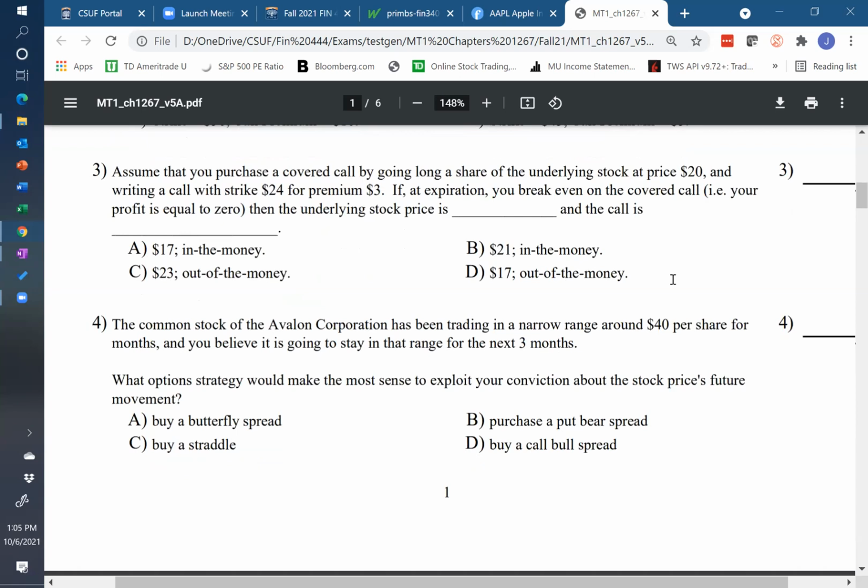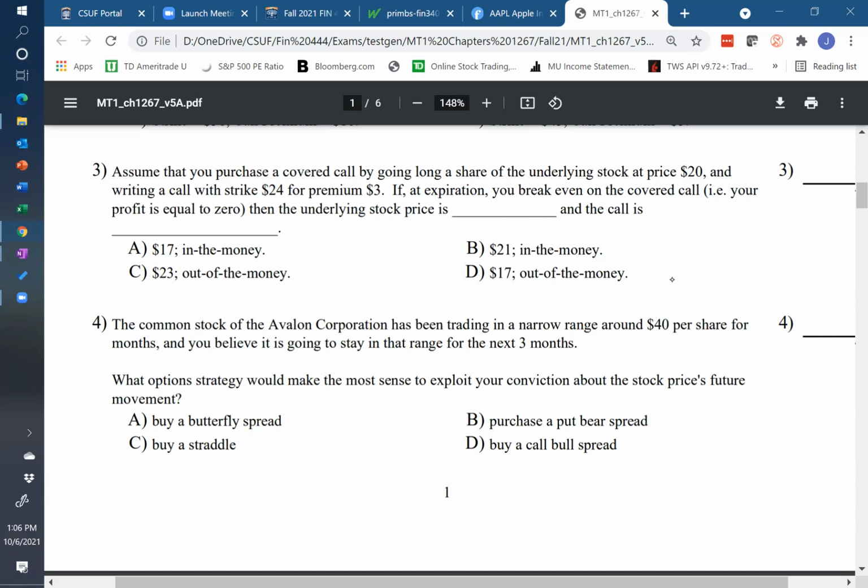All right, assume that you purchased a covered call by going long a share of the underlying stock at price 20 and writing a call with strike 24 for premium $3. If at expiration you break even on the covered call, then the underlying stock price is what? What is the break even on a covered call? I don't know if you remember the formula. I'm having to remember these off the top of my head. It's going to be the price of the stock minus the premium. So if you look in your formulas, I hope that's right. Price of the stock minus the premium, that should be it.